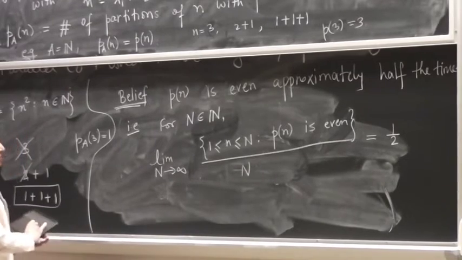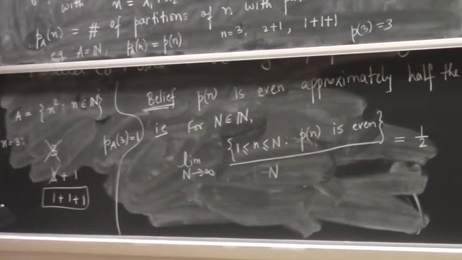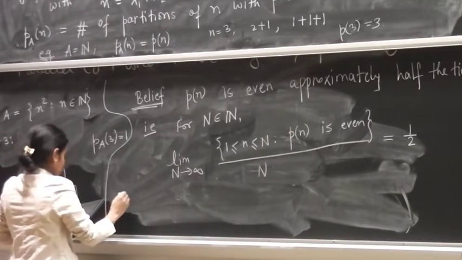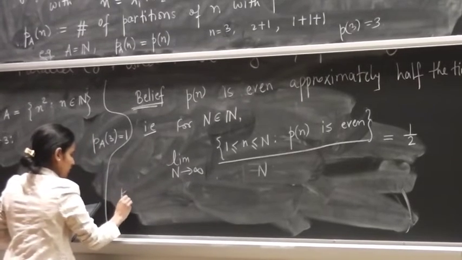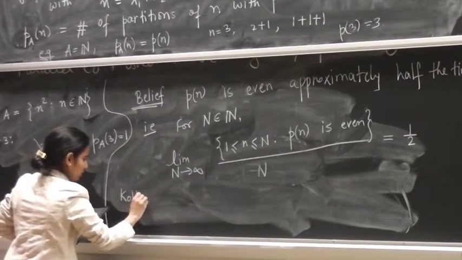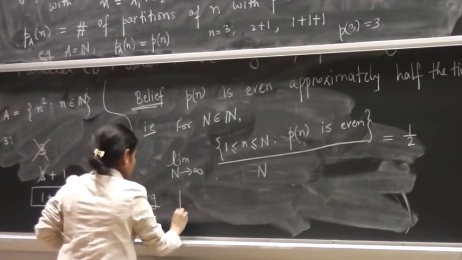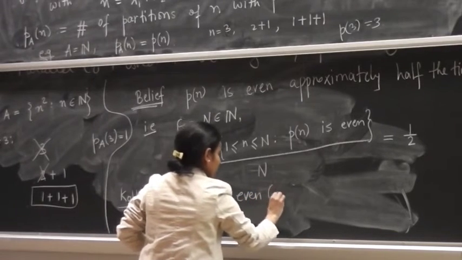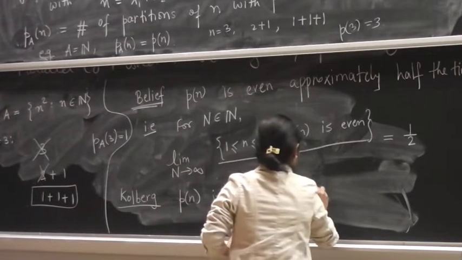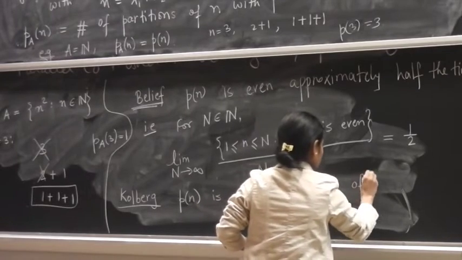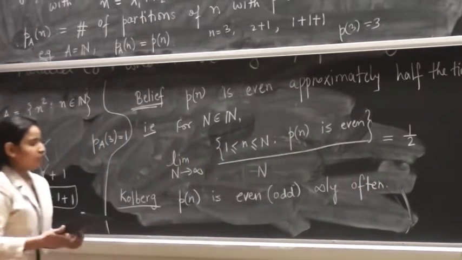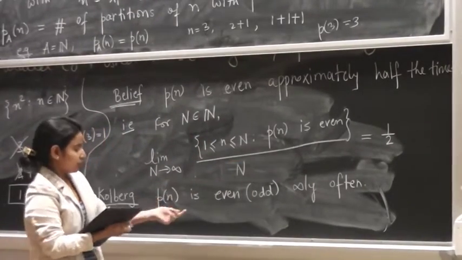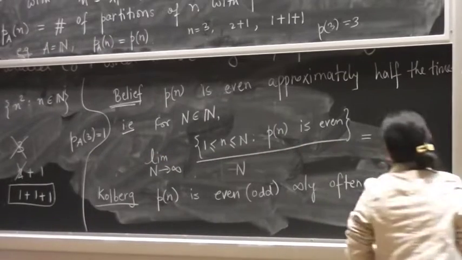Now what is known about this? This belief or conjecture is far, far wide open. The first result in this direction was by Kolberg in 1959, and he showed that P of n is even infinitely often, and a similar result for P of n to be odd, infinitely often. Before that, we did not even know that this function actually takes even values infinitely often. So he showed that this is true for even as well as odd values.